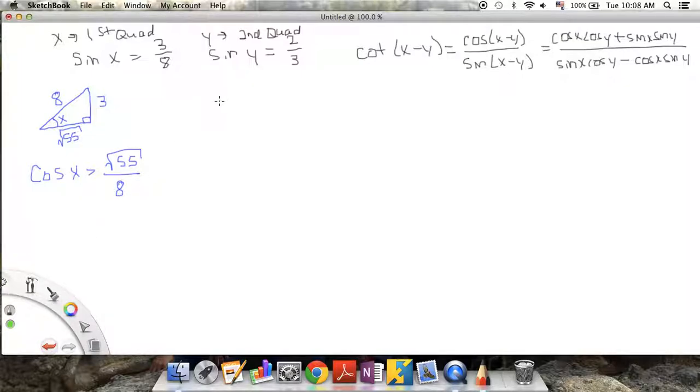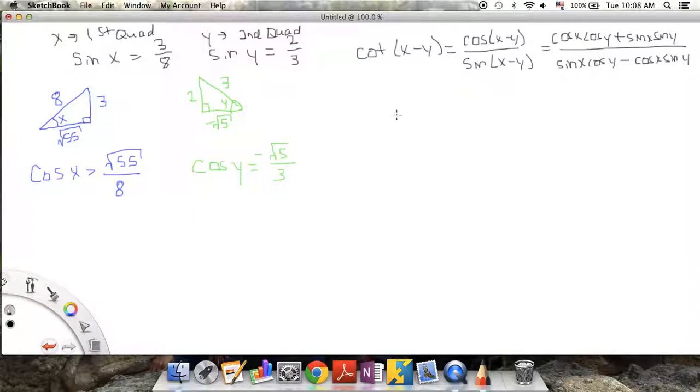Now for this one, we know it's in the second quadrant, and sine is opposite over hypotenuse. And we can use our Pythagorean theorem, and we know that this has to be the square root of 5. Because we're in the second quadrant, we know it has to be negative because our x value has to be negative. So that means the cosine of y is negative the square root of 5 over 3.